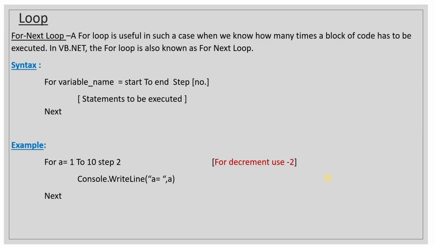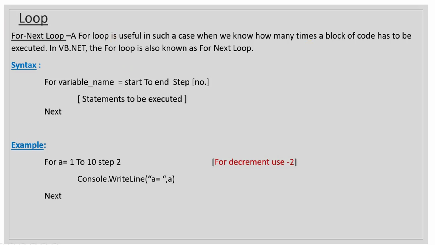Next is the for next loop. A for next loop is useful in cases when we know how many times a block of code has to be executed. When is it useful? When we know how many times a block of code has to be executed. In VB.NET, the for loop is also known as the for next loop.